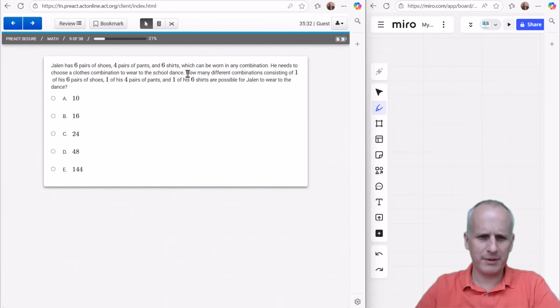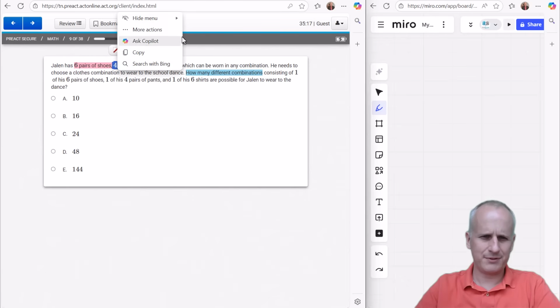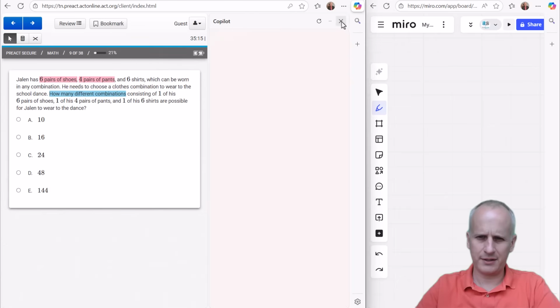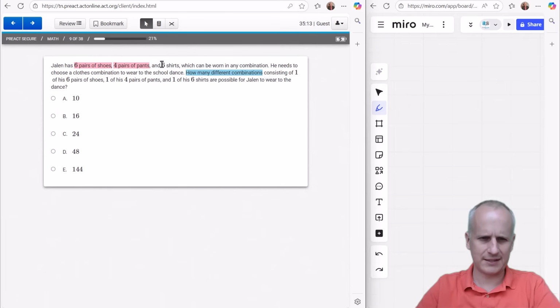So here we're being asked, if we skip to the end, for the number of different combinations. And so we read from the top, Jalen has 6 pairs of shoes. So we'll just highlight that, 6 pairs of shoes, 4 pairs of pants. Oops, I don't need the silly Copilot thing, go away. And we've got 6 shirts here, which can be worn in any combination.